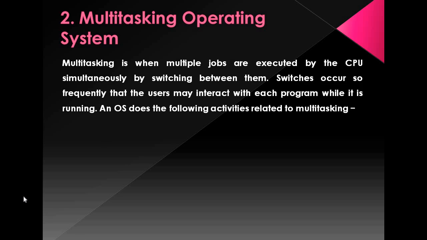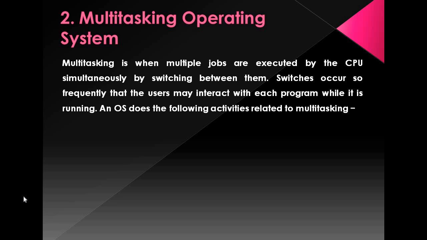Multitasking is when multiple jobs are executed by the CPU simultaneously by switching between them. Switches occur so frequently that the users may interact with each program while it is running. So this is the main advantage of multitasking operating system. In batch operating system, the user could not interact with the computer. But in multitasking operating system, the users can interact with each program.